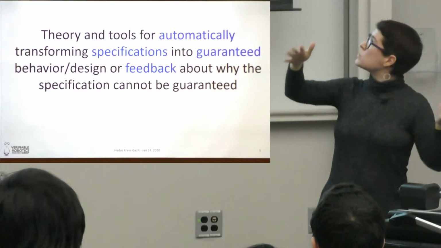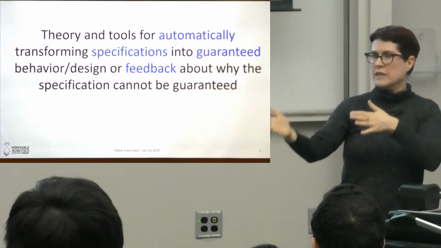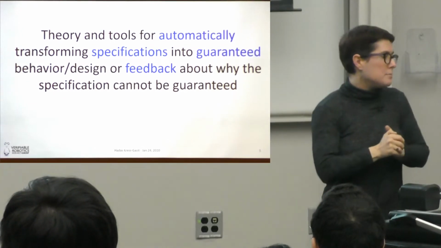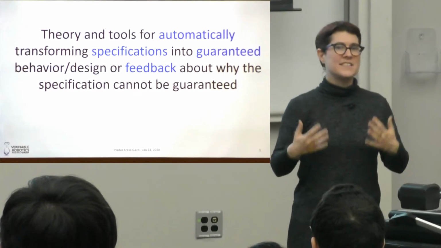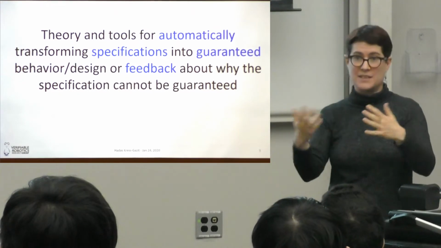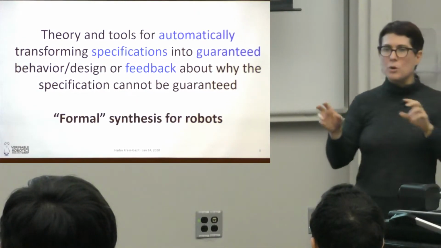So transforming those specifications into guaranteed behavior or structure or control when we can, and feedback when we can't. So why can I not do this? What is the problem that's preventing the system from doing that? So I'm going to call this formal synthesis for robotics.